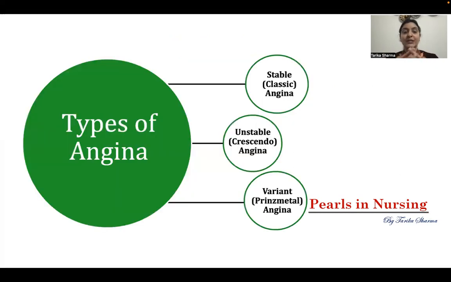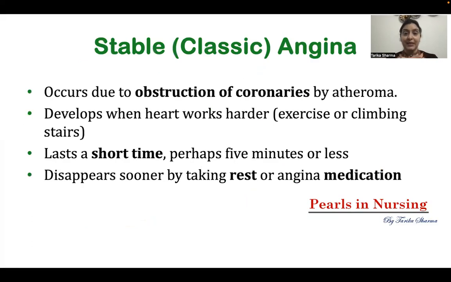When we talk about the types of angina, broadly we can classify angina into three main types: stable angina, unstable angina, and variant angina. Stable angina is also known as classic angina. Unstable is also known as crescendo angina, and variant angina is also known as Prinzmetal angina. Let's talk about them one by one, starting with stable angina.